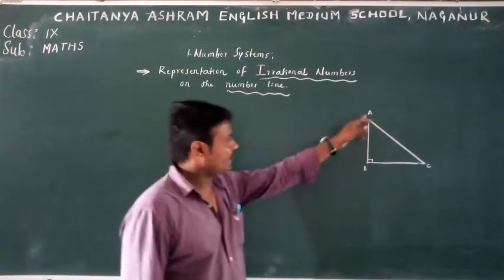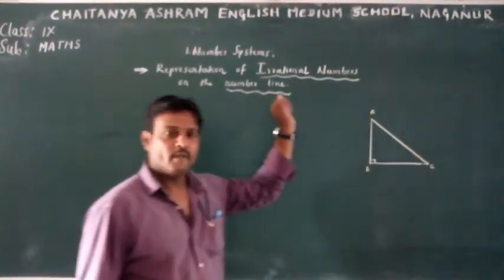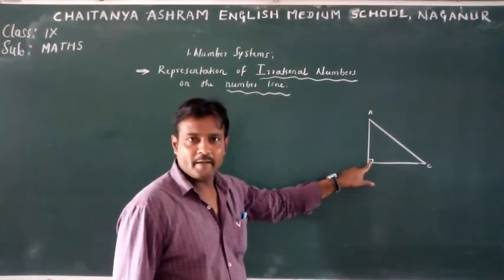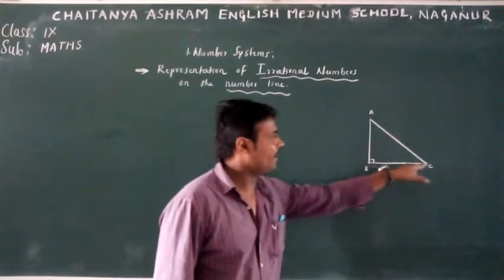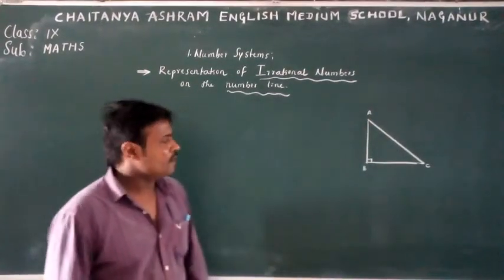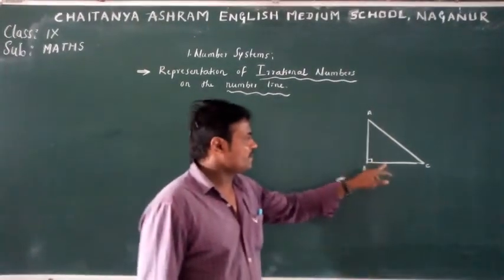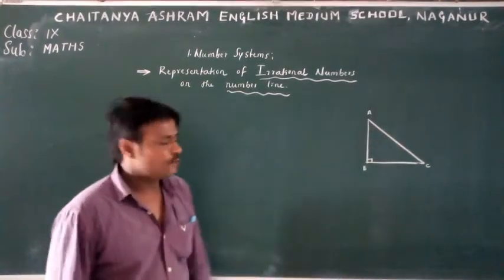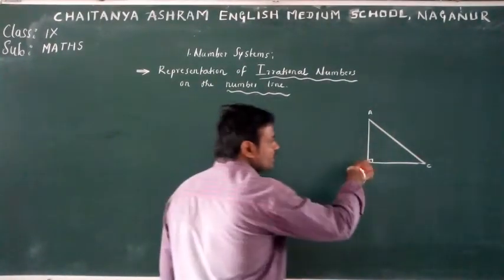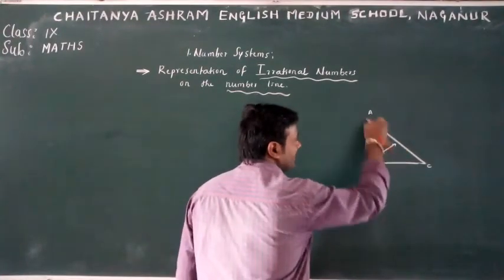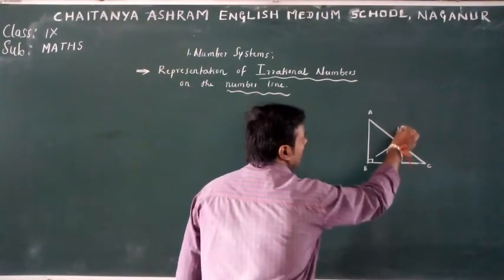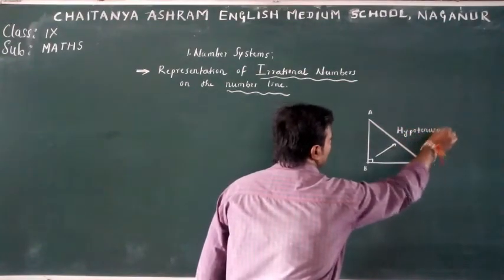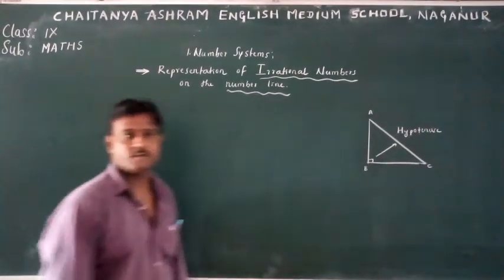So, consider the triangle ABC. In this triangle, angle B is 90 degrees. So, this is a right angled triangle. There are three sides in this right angled triangle. The side opposite to this right angle, this side AC, is called the hypotenuse. What is it called? Hypotenuse.